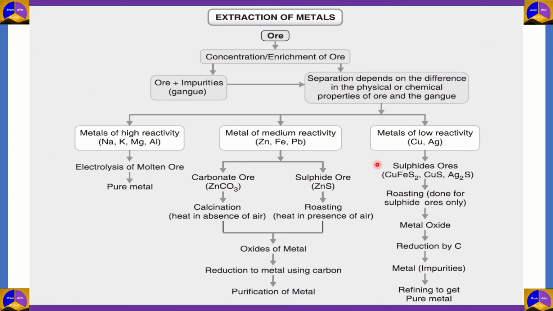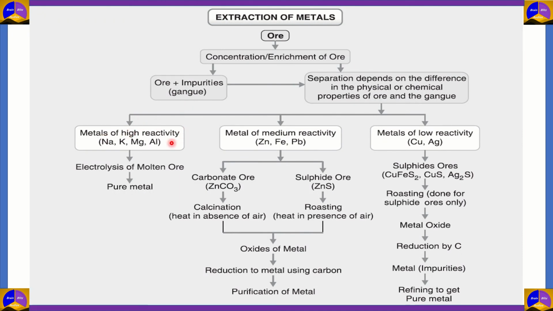When we look at extraction of metals, the first thing you do is concentration or enrichment of the ore. So the impurities in an ore are called gangue, and they are mixed with substances called flux in order to remove them, which are called slag. And then we separate the impurities. The separation depends on the difference in the physical or chemical properties of ore and the gangue. So depending on both the ore and the gangue, we have various types of separation techniques, which we will study in higher lectures, higher grades.